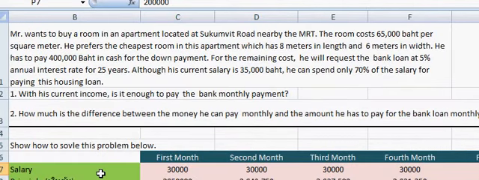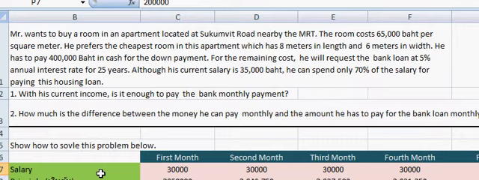The problem is asking us to calculate the current income of a person buying a house. Is it enough to pay the bank monthly payment? And if it's enough, how much is the difference between the money he can pay monthly and the amount the person has to pay for the bank loan monthly?